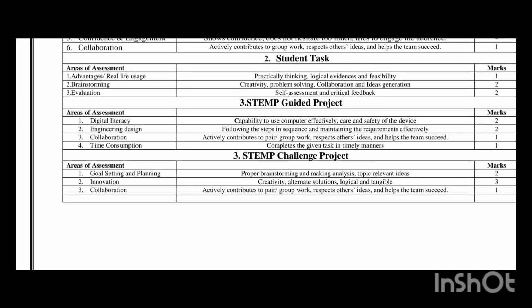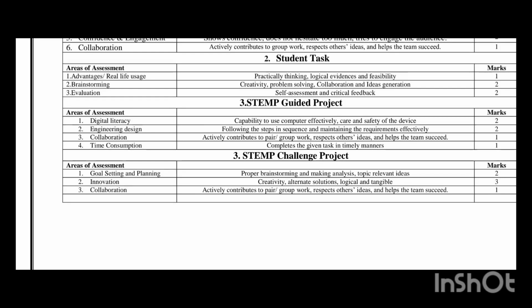In student task we have 3 components, right? And these are those tasks which the students have to complete in their book. You might see the real life advantage, brainstorming, and evaluation formats that have already been given in the books. So what do we need to look at? The real life advantage or real life usage area which the students have to complete regarding one SDG or one objective of the project.